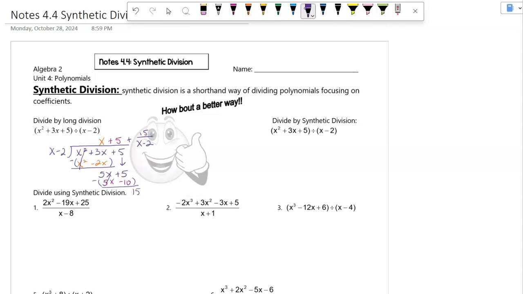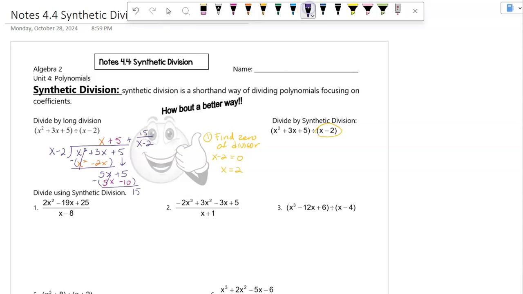So that's pretty easy, we're pretty familiar with it. But there is a better way, and we're going to learn synthetic division. In order to perform synthetic division, one of the first things you have to do is look at our divisor, whatever we're dividing by, and find the 0. That's what's going to get everything started here. So I'm going to take that x minus 2 and set it equal to 0. If I solve that for x, I get 2.